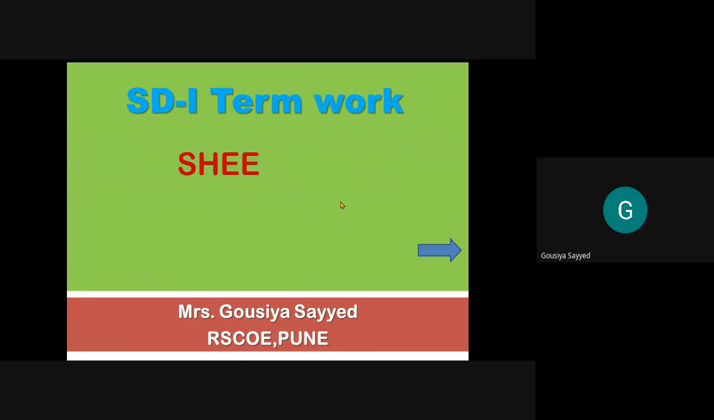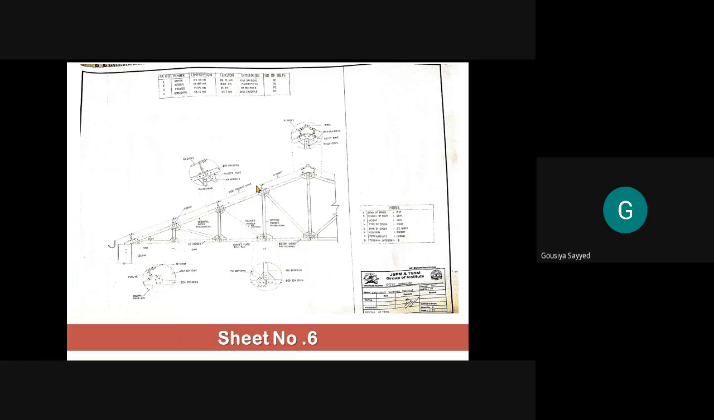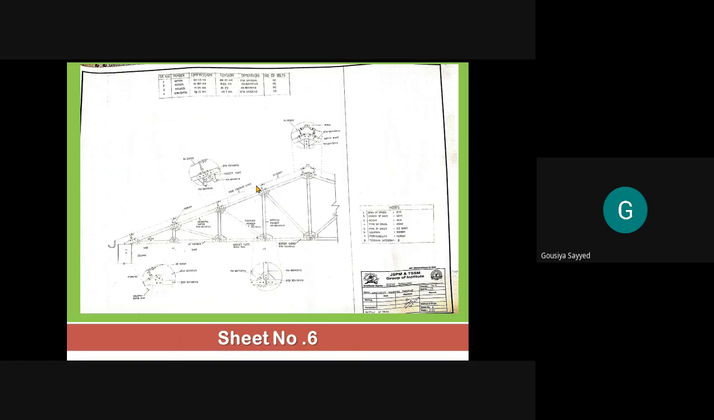Today I am going to discuss SD1 term work, sheet number 6: detailed sketch of roof truss and connections. So let us learn how to draw sheet number 6. This sheet you have to divide into 3 parts.